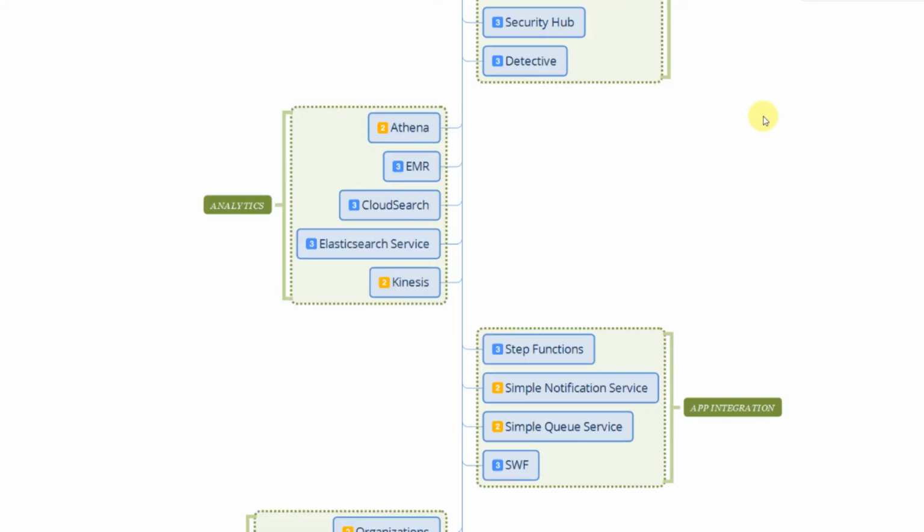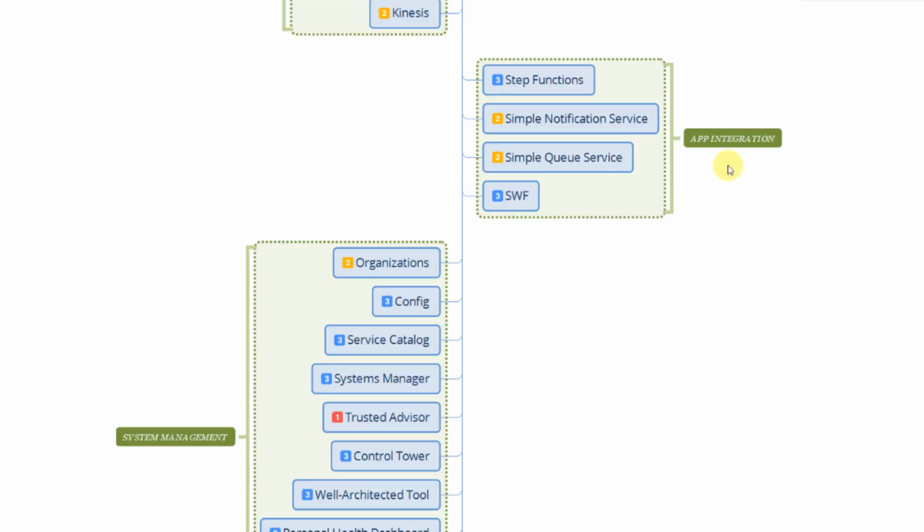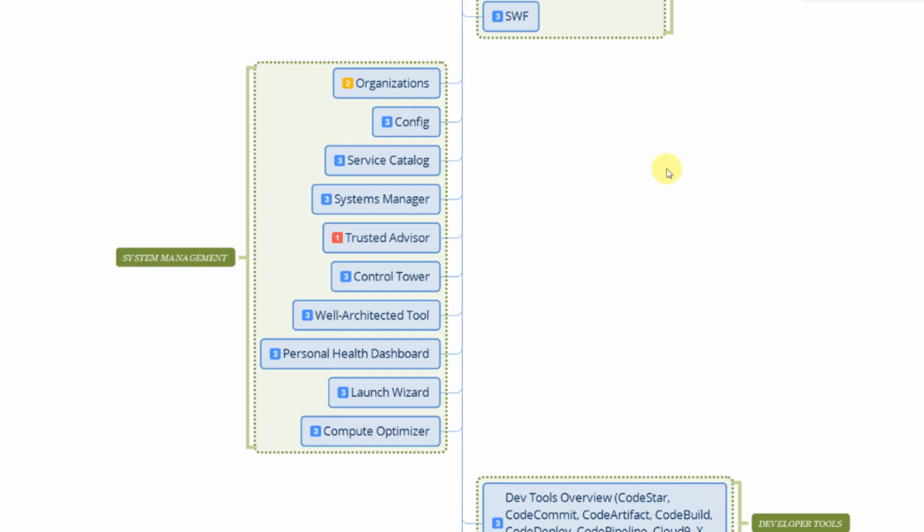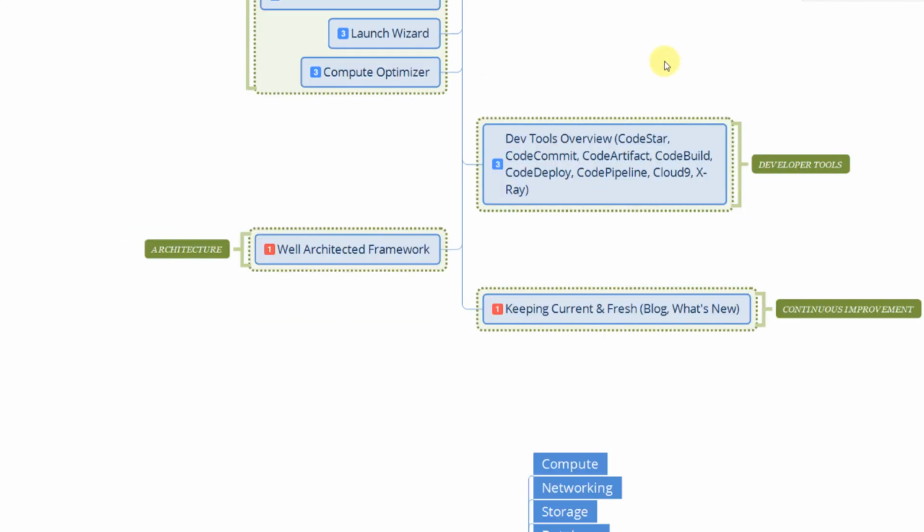In the analytics area, pay a little attention to Athena and Kinesis. The rest of the services are 3s. In the app integration area, step functions and workflow are 3s. SNS and SQS are 2s. And in the management area, Trusted Advisor is the most important. A little bit of attention on Organizations, and the rest are 3s. Developer tools is a 3, well-architected framework is a 1, and keeping current is a 1.